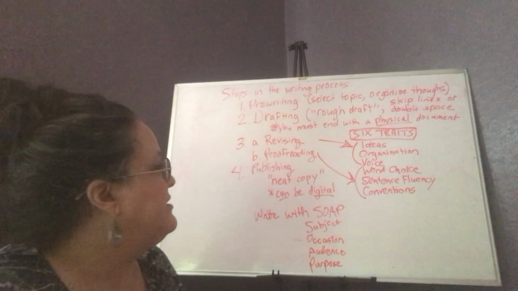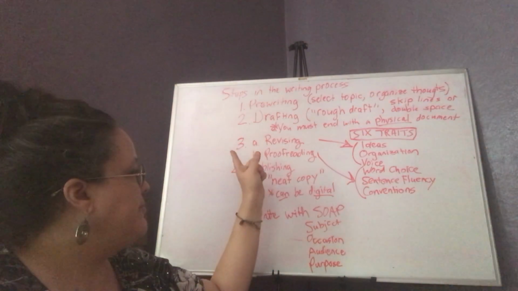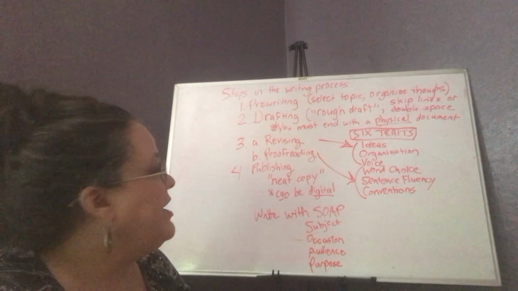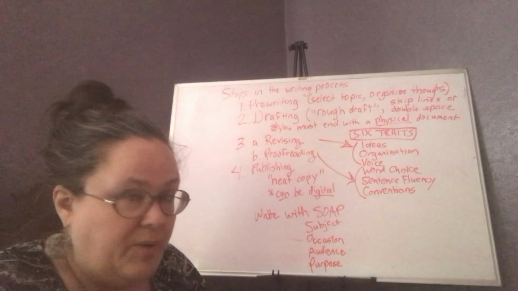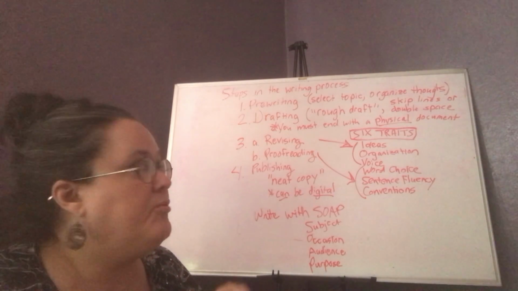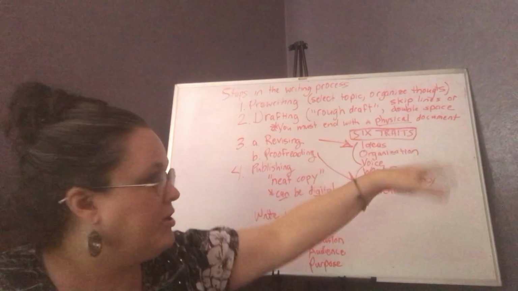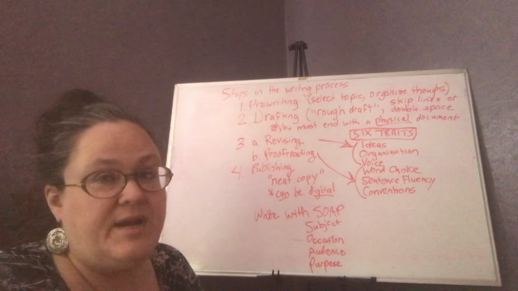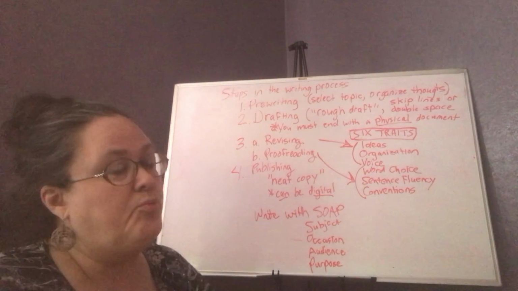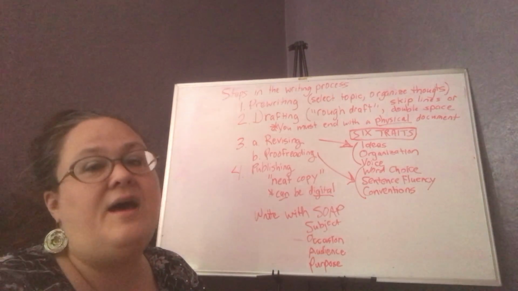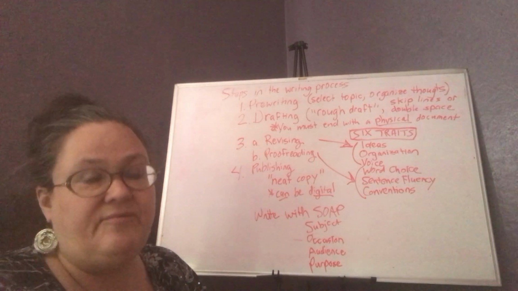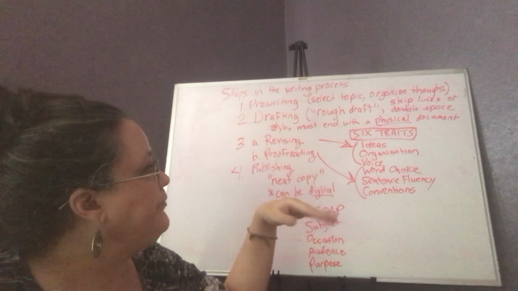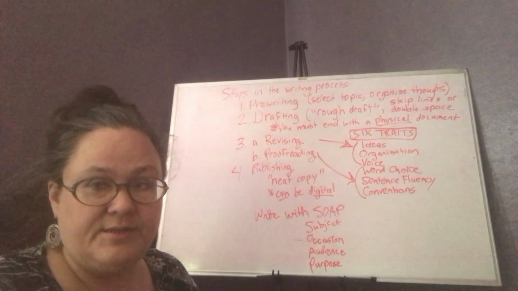So the steps in the writing process are pre-writing, drafting, and then step 3, revising and proofreading, and step 4, publishing. Step 1, pre-writing, is not when you write your paper for the first time. That is not pre-writing. Pre-writing is selecting a topic and organizing your thoughts. If you looked at your assignment, then you know that it's going to be writing about a personal experience. So you might just brainstorm personal experiences you've had that you might be able to write about and fit the length requirement for your paper. And then you need to organize your thoughts.